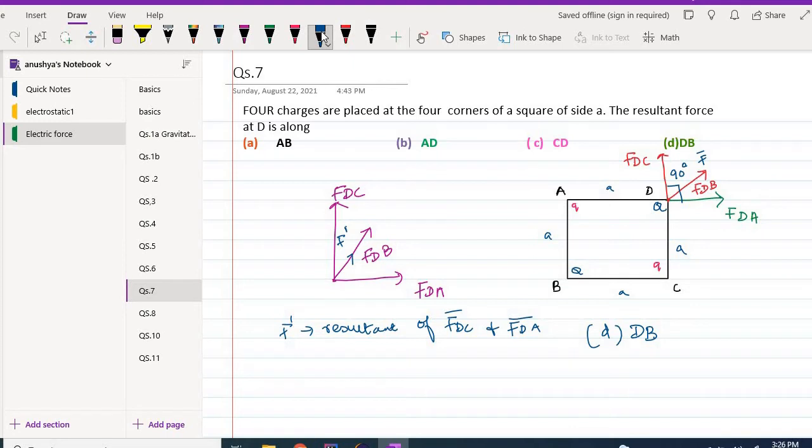So first we'll check with A. It is also positive, so A will repel this D towards here. Now check with B. It is also positive, so B will repel the D along in this direction. Now check C. C is also positive, D is also positive, so C will repel this D along in this vertical direction. Now the resultant of FDC and FDA will also be in the direction of FDB. So resultant force at D is along BD direction.